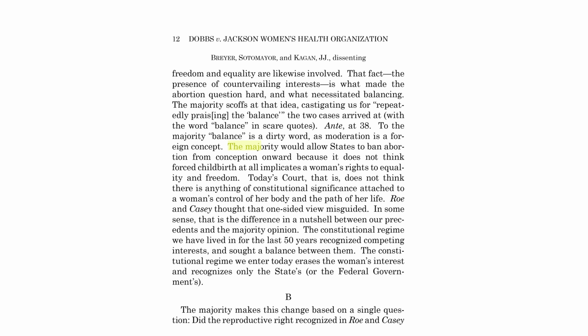And the dissent ends by accusing Alito of erasing women and their interests from its opinion. Quote, "the majority would allow states to ban abortion from conception onwards because it does not think forced childbirth at all implicates women's rights to equality and freedom. Today's court, that is, does not think there is anything of constitutional significance attached to a woman's control of her body and the path of her life. Roe and Casey thought that one-sided view misguided.